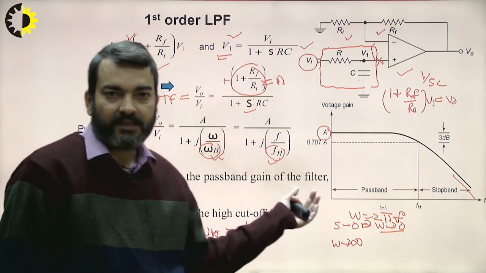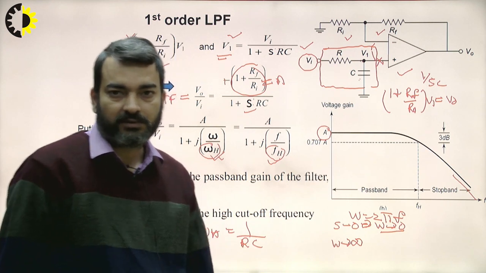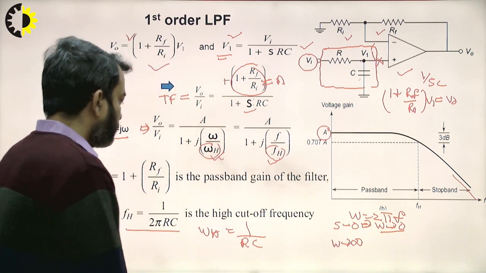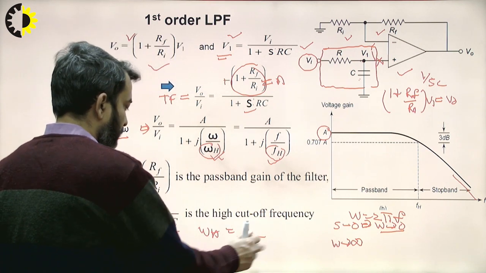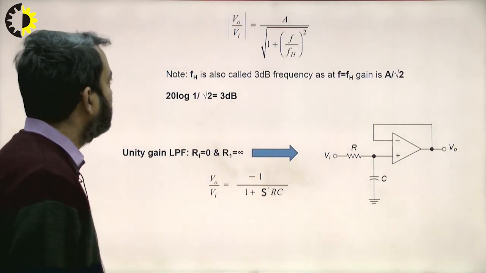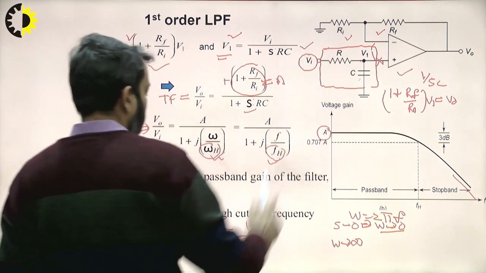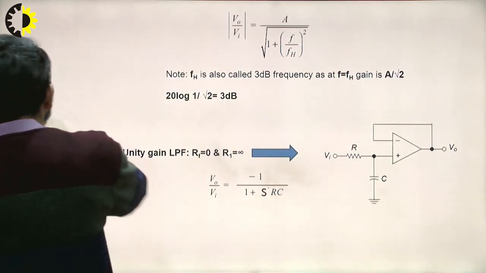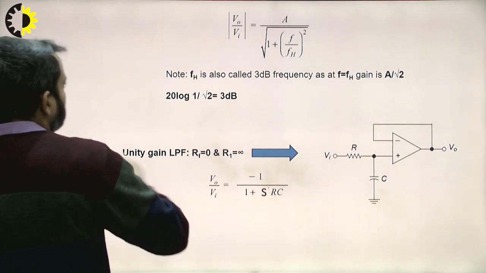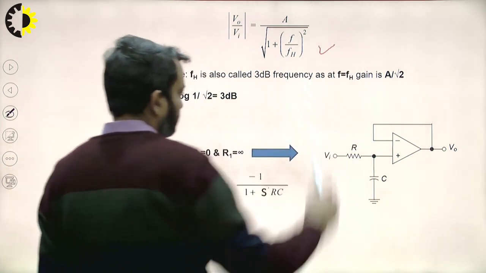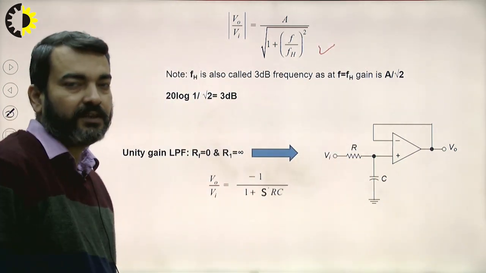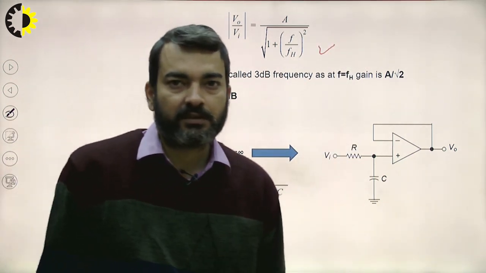This clarifies that this is a low pass response. This is the gain equation. Now sometimes one specific question is asked.